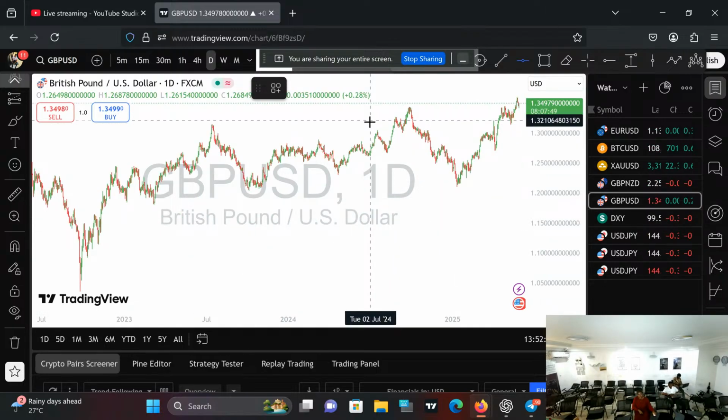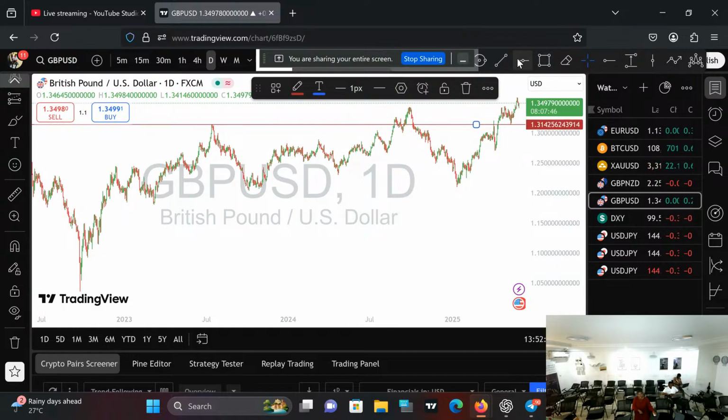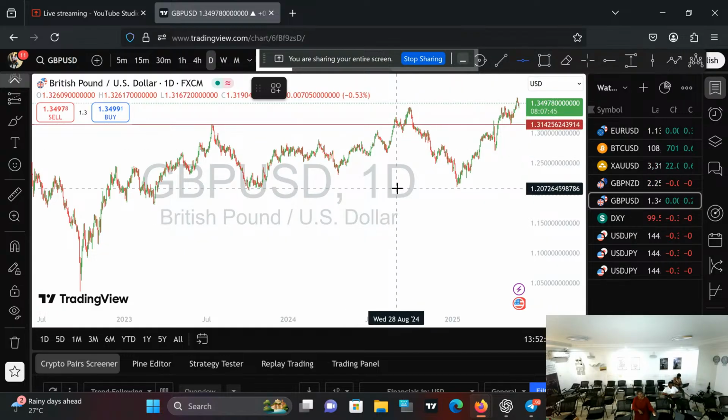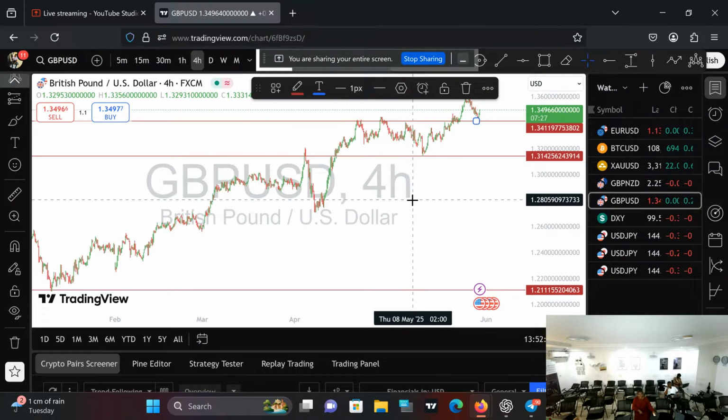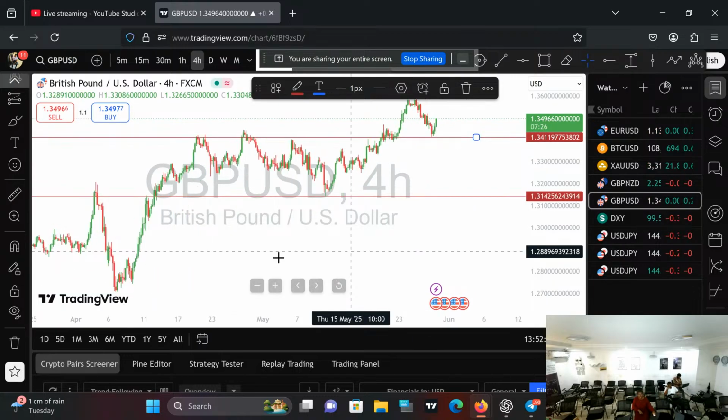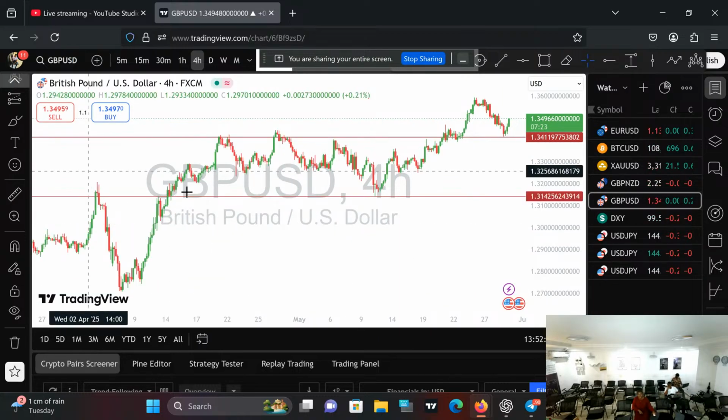We have a level here. We have another one here. Then we're going to go down to the 4 hours and map out other key levels. I think there's another level here. You can start looking at the charts from this point at the 4 hours.